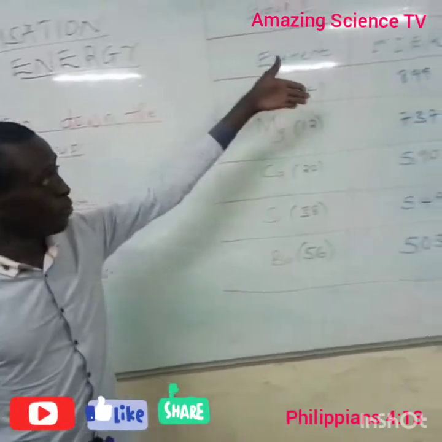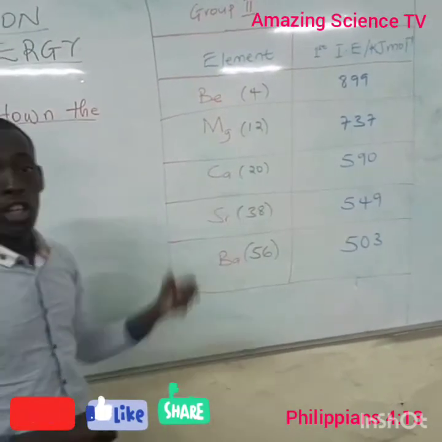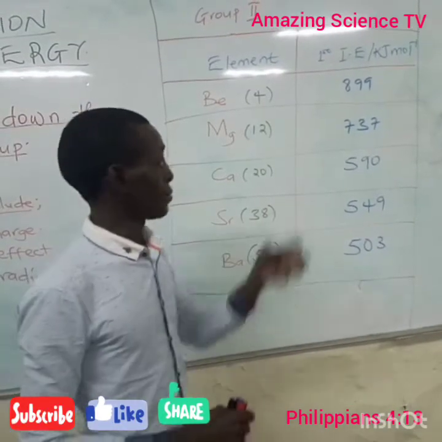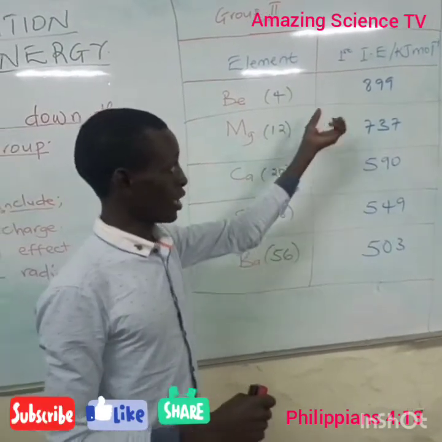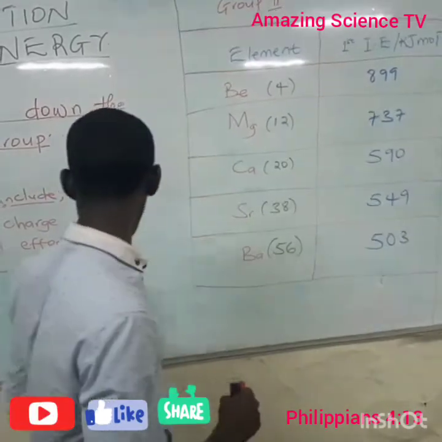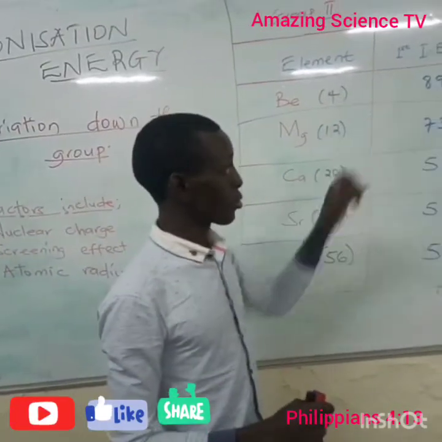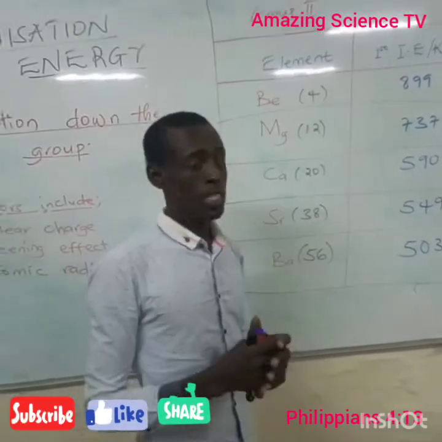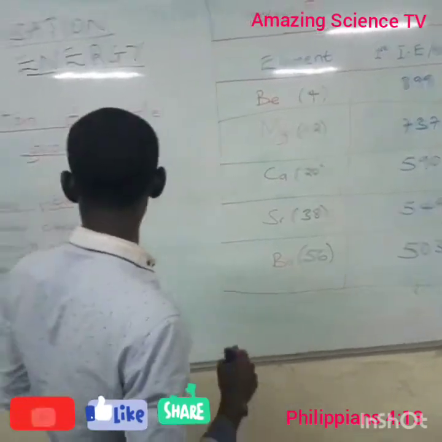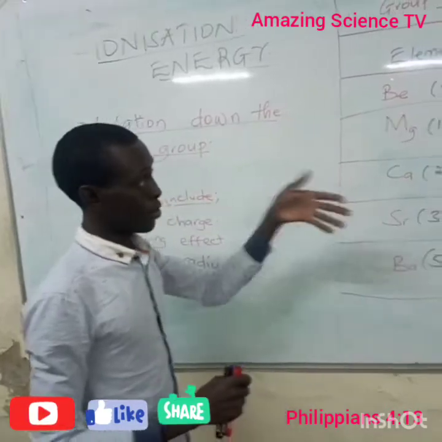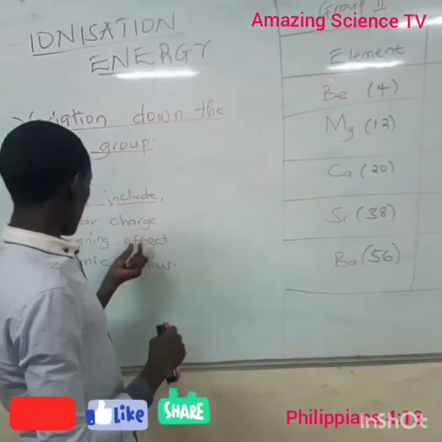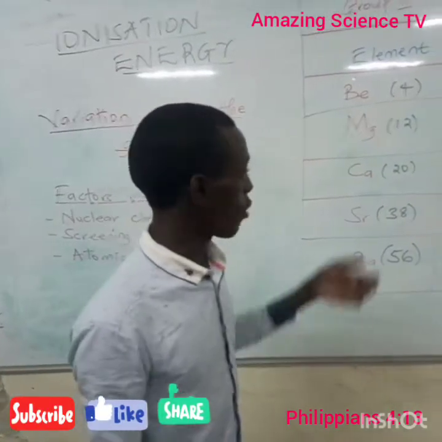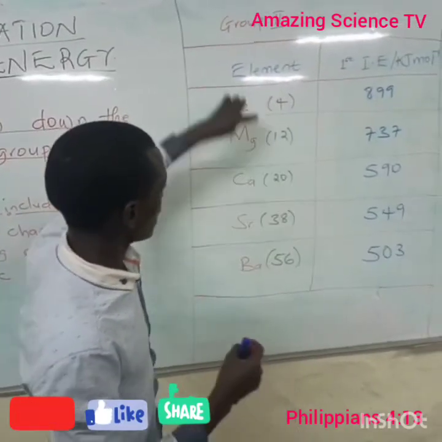As we move from top to bottom down the group, nuclear charge goes on decreasing, and the screening effect goes on increasing. Why does it increase? We see that shells are being added.